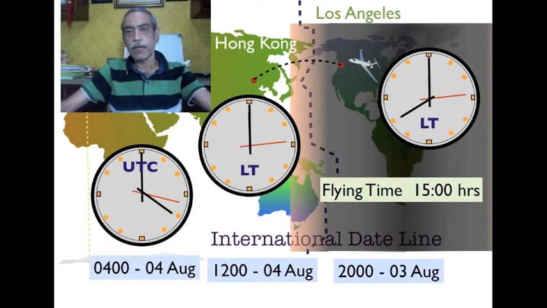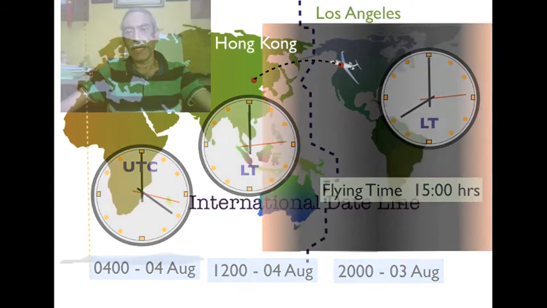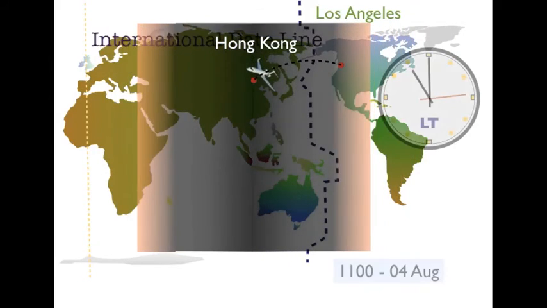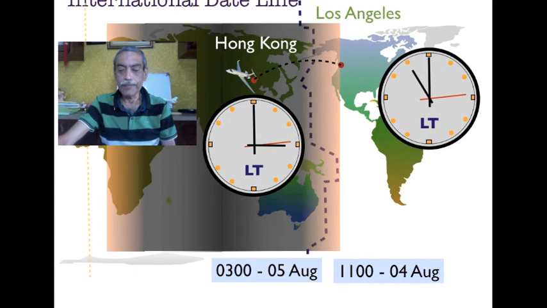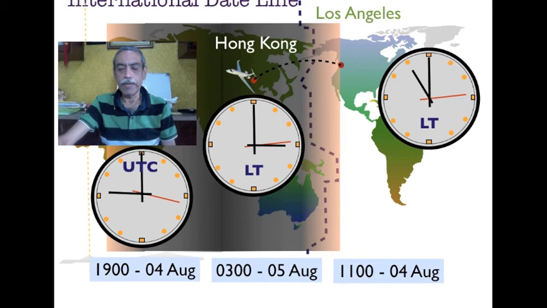So let's proceed further. Let's proceed on the flight. Okay, after the flight lands in Hong Kong, it's going to be 0300 on 5th August local time in Hong Kong, and 1100 hours on 4th August in Los Angeles, and of course the UTC is going to be 1900 hours on 4th August.